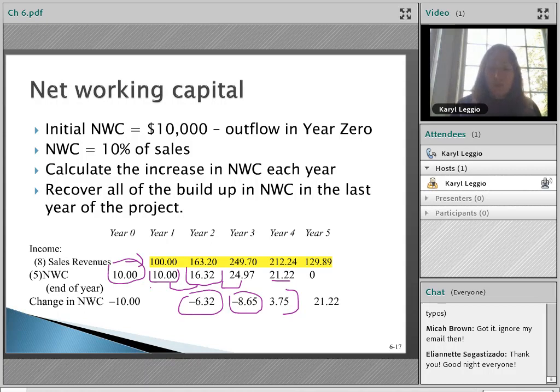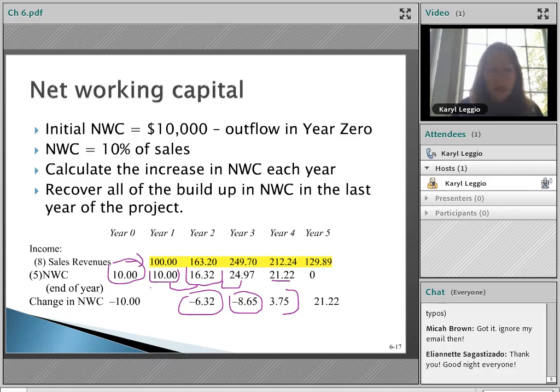And what we presume is in the last year of the project, all of the working capital that you've built up through time, you recover all of it in the last year. And you recover all of it at market value. Now, you may have reason to believe with your company that it would be something greater or most likely less than market value. That's what should be built into your model. But for this example, we're assuming we can recover all of the working capital at market value.